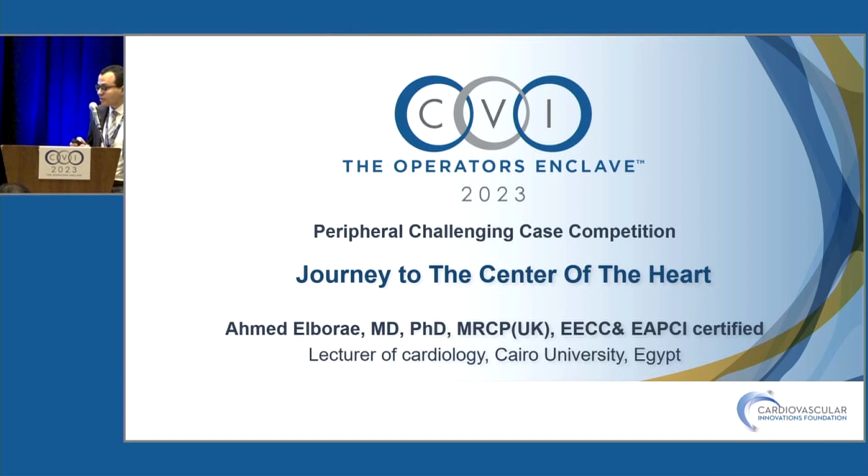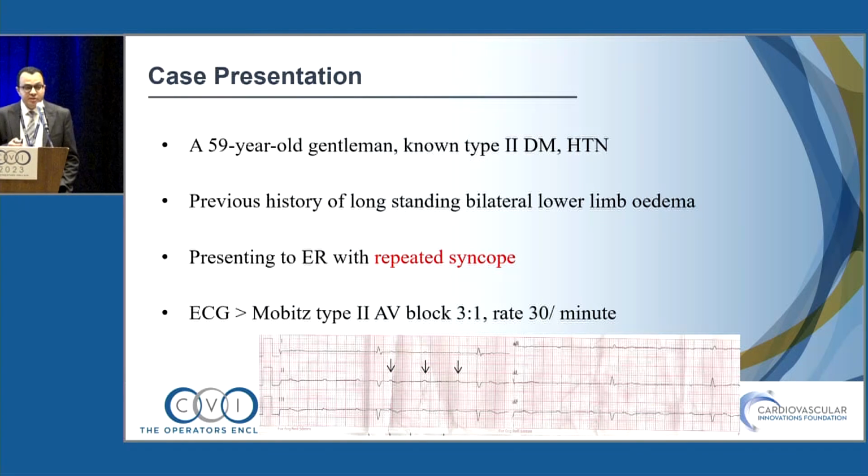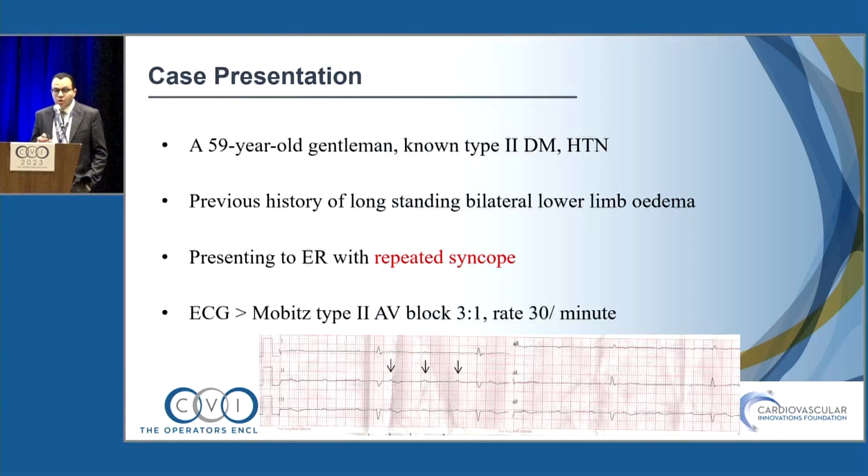So, journey to the center of the heart. The journey of any peripheral, coronary, or even structural intervention starts with gaining access. Our journey started with a 59-year-old gentleman known to be diabetic and hypertensive with previous history of long-standing bilateral lower limb edema, presenting to ER with repeated attacks of syncope. His ECG revealed Mobitz type 2 AV block with 3-to-1 conduction and a very slow heart rate, 30 beats per minute. His echocardiography was normal apart from dilated inferior vena cava.